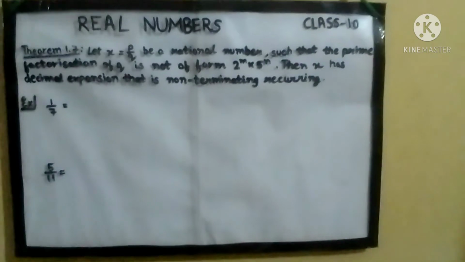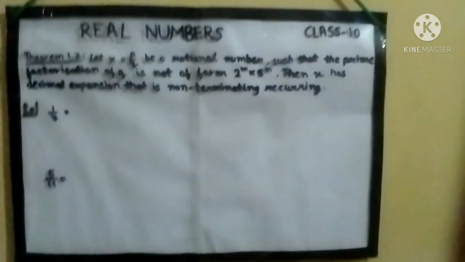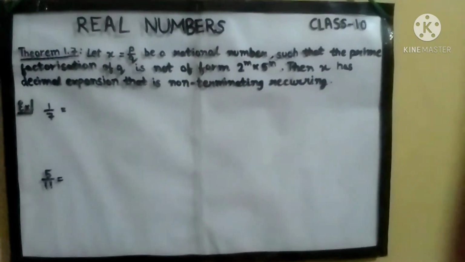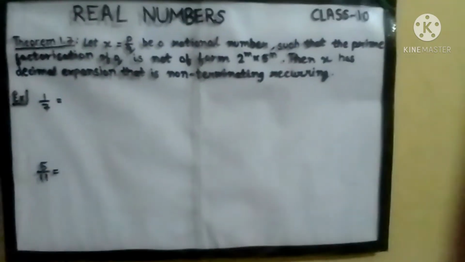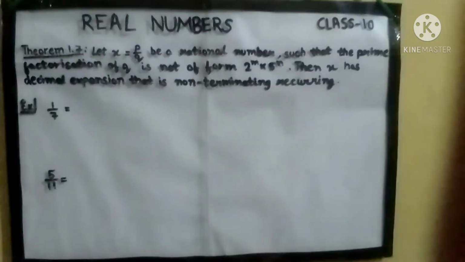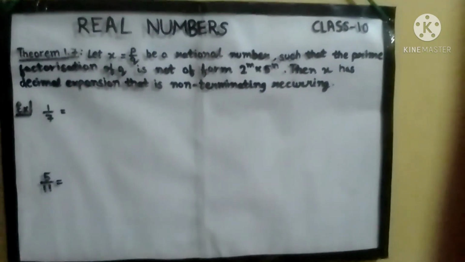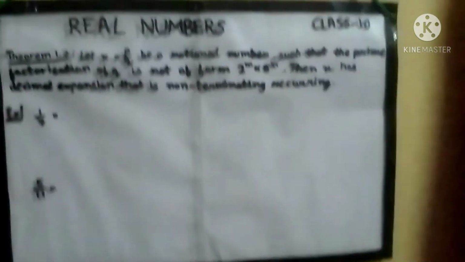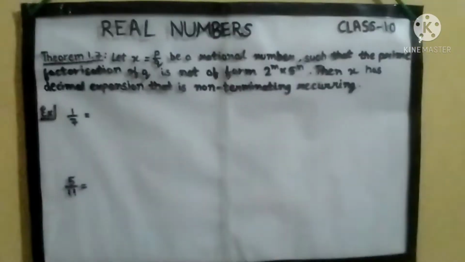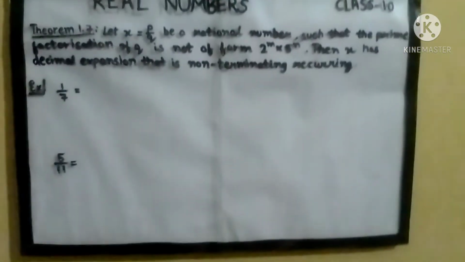Theorem 1.7 says that x is a rational number in the form of p by q such that the prime factorization of q is not of the form 2^m into 5^n. So the prime factorization of q is not in the form of 2^m into 5^n. Then here we have to prove that x has a decimal expansion that is non-terminating recurring.